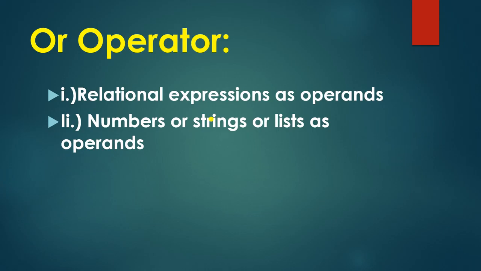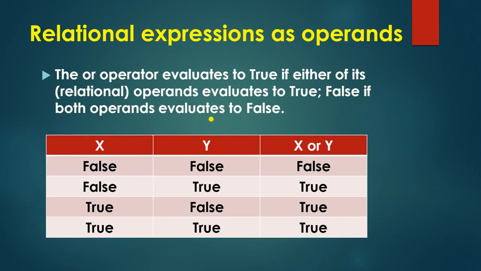The first one is relational expressions as operands, and the second one is numbers or strings or lists as operands. That means, first, you are using a relational expression as an operand, and the second thing, you have a number or string or list as an operand. So, relational expressions as operands.